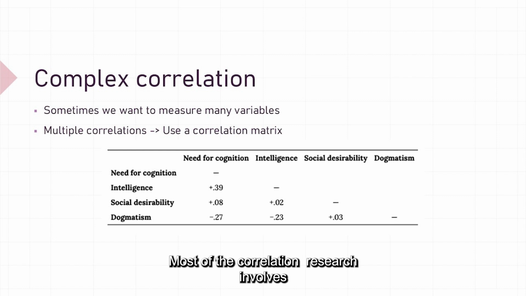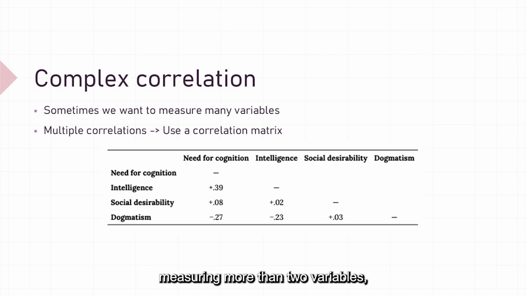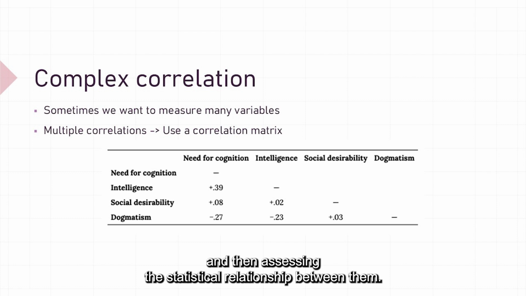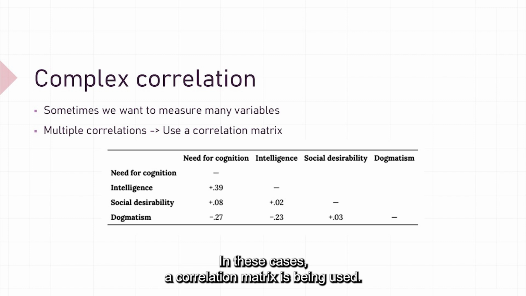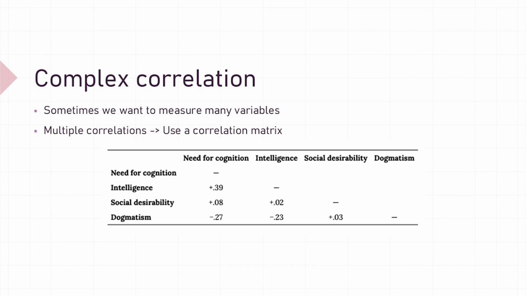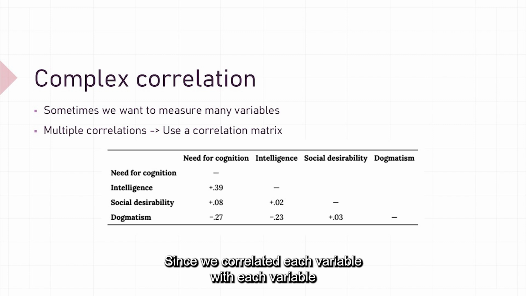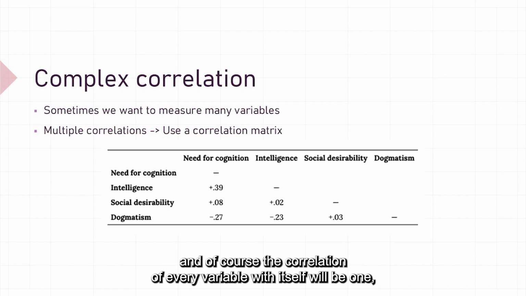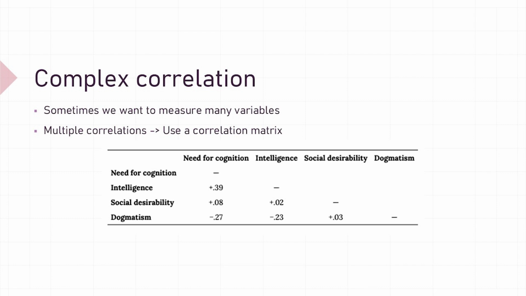Most correlational research involves measuring more than two variables and then assessing the statistical relationship between them. In these cases, a correlation matrix is used. Do you know why only half of the correlation matrix is filled in? Well, because the other half of the matrix will have exactly the same information, since we correlate each variable with each variable. And of course, the correlation of every variable with itself will be 1. So it will not give us any new information.